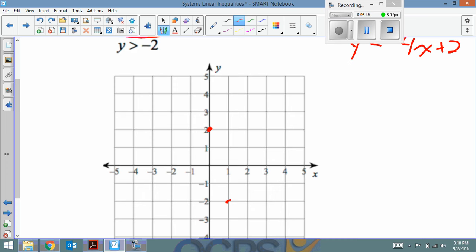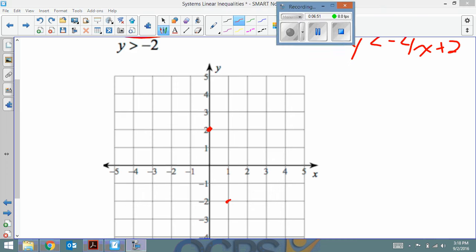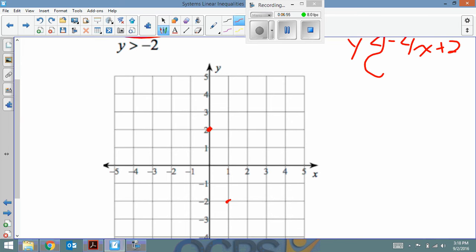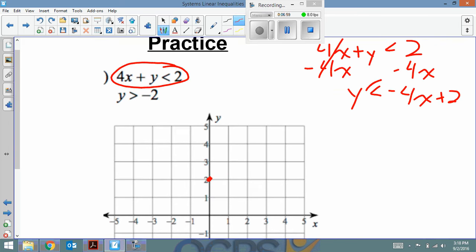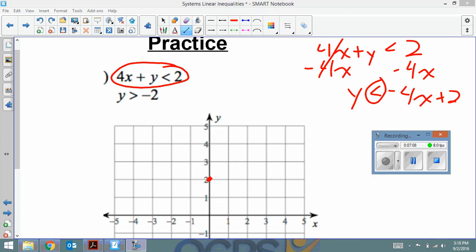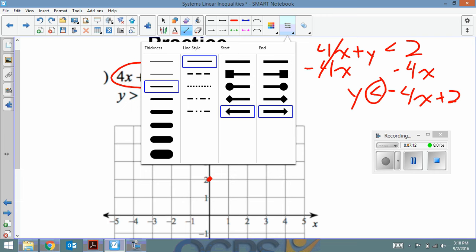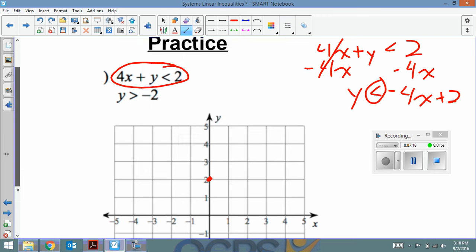Okay, and then here, in this case, if you look at our inequality back at the top, right there, our inequality does not have that equal to line underneath it. That means we are going to have a dashed line. So to make our line dashed, first let's make it red again. And you just select line style here, dashed. So we're going to do a dashed line.